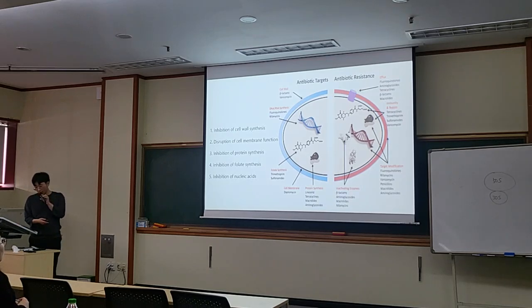The role of antibiotics can be broadly classified into 5 categories. First is inhibition of cell wall synthesis, and second is disruption of cell membrane function. Third is inhibition of protein synthesis. Fourth is inhibition of folate synthesis, and last is inhibition of nucleic acids. And today we are going to point inhibition of cell wall synthesis.